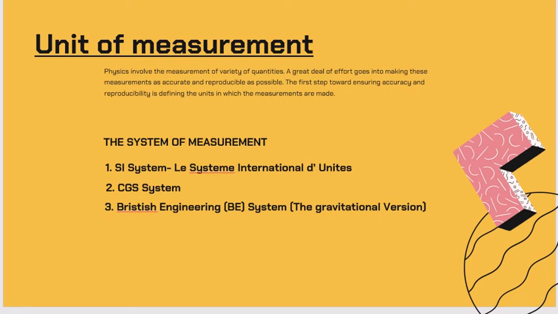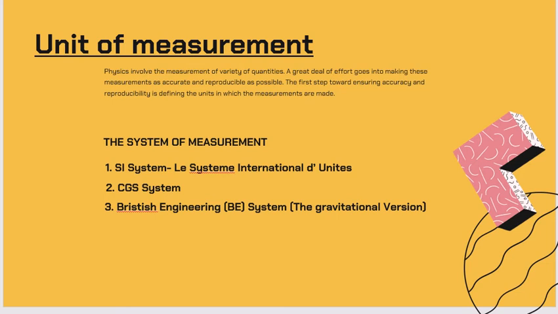So, we have the unit of measurement. Physics involves the measurement of a variety of quantities. A great deal of effort goes into making these measurements as accurate and reproducible as possible. The first step towards ensuring accuracy and reproducibility is defining the units in which measurements are made.